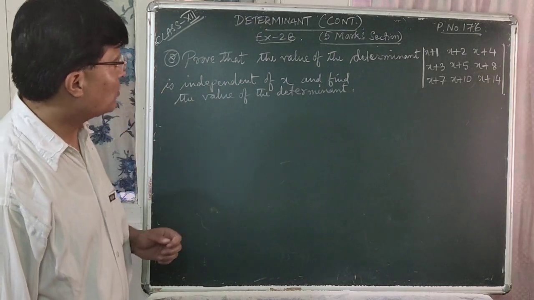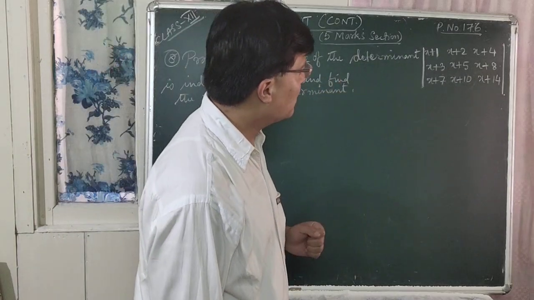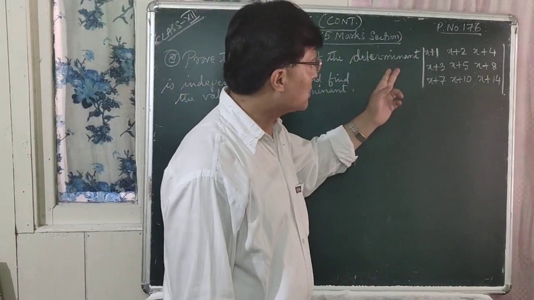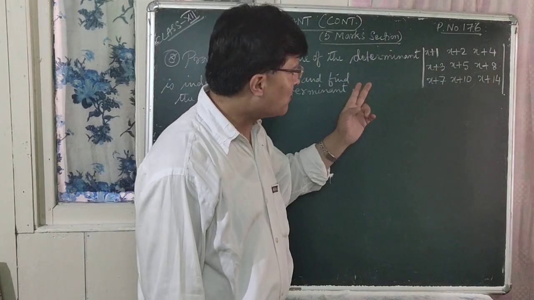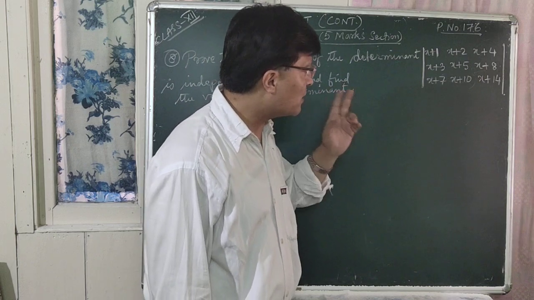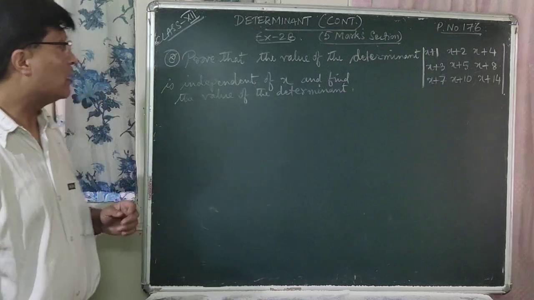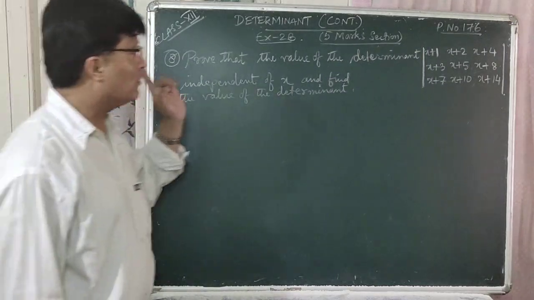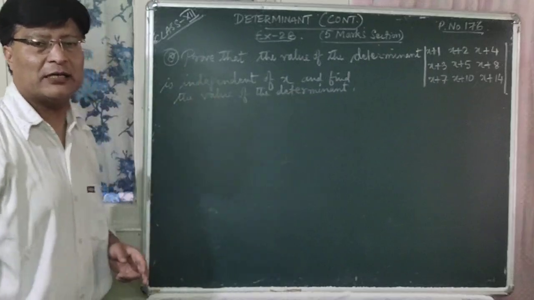In this case, you have to prove that the value of the determinant. The determinant given here is, what is the first row here? X plus 1, x plus 2, x plus 4. What is the second row? X plus 3, x plus 5, x plus 8. And what is the third row? X plus 7, x plus 10, x plus 14. Right? So you have to prove that the value of this determinant is independent of x.